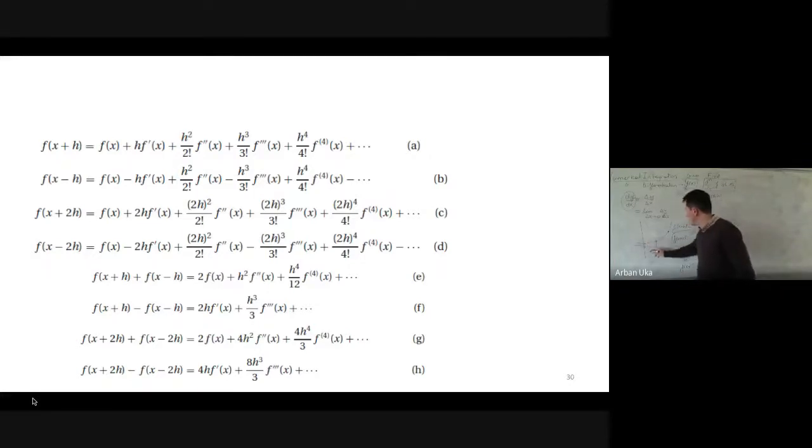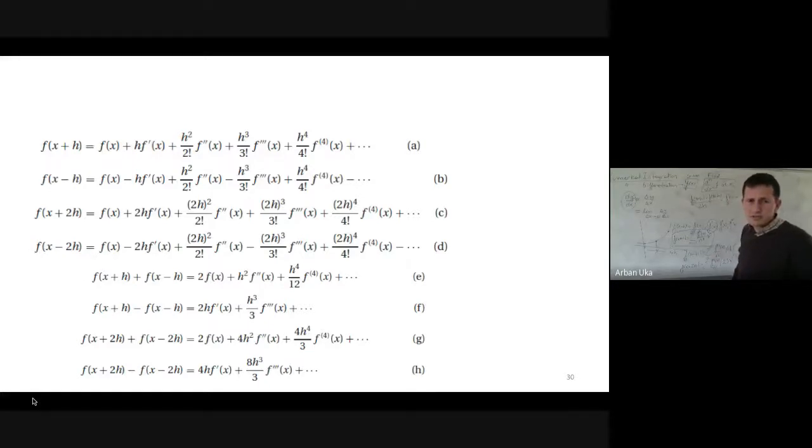So this is the whole range. If we divide this by 2h, it's also obvious here, this is going to be equal to the first derivative of f of x plus h squared, because this is h cubed over 3 times 1 over 2h, times the third derivative of the function.